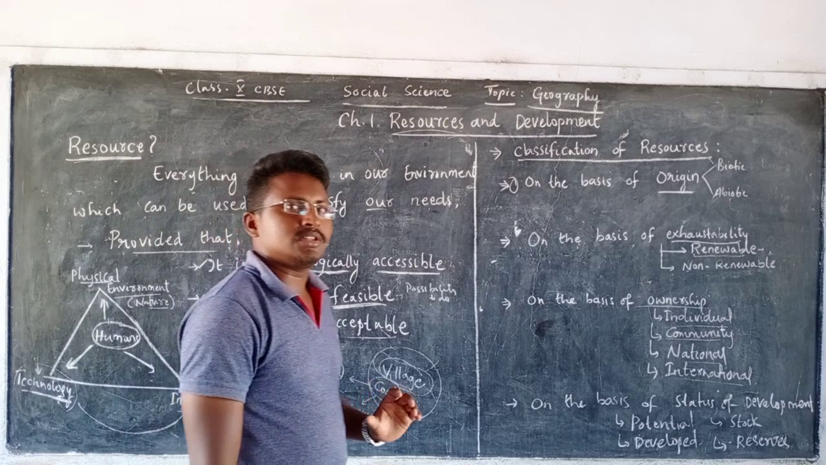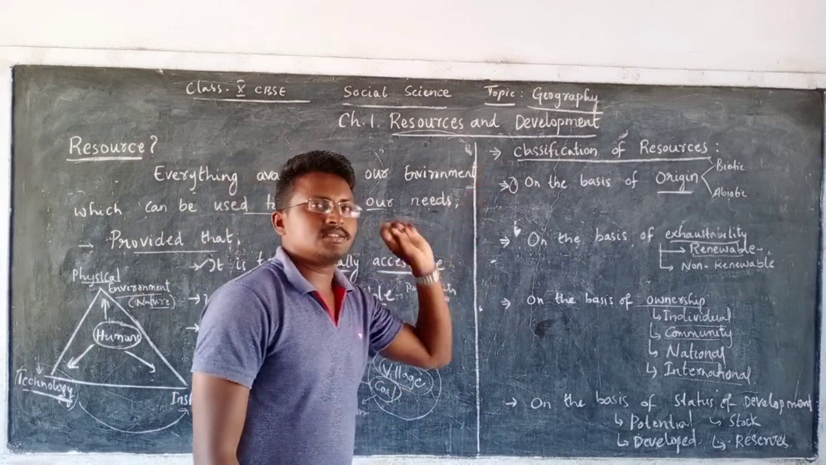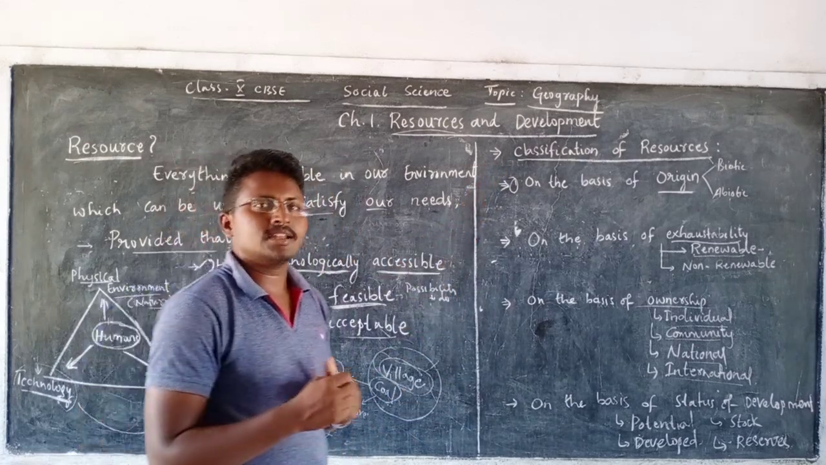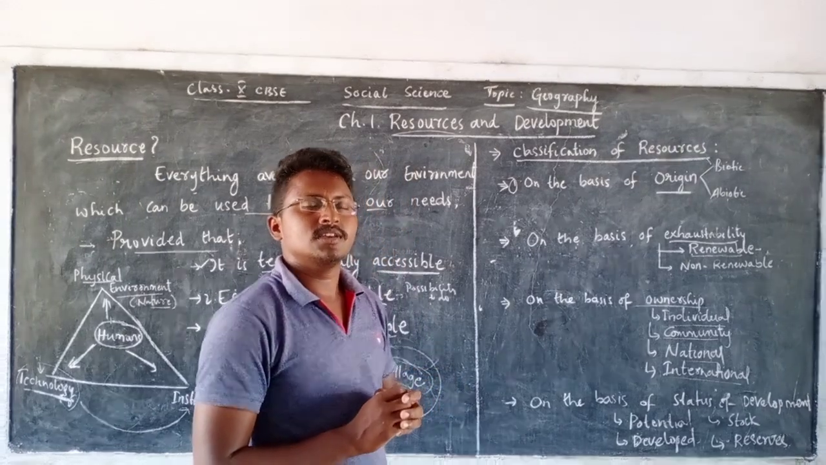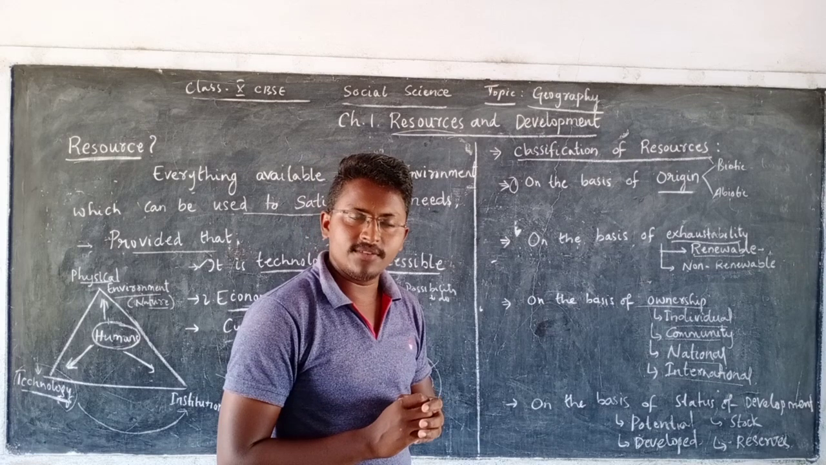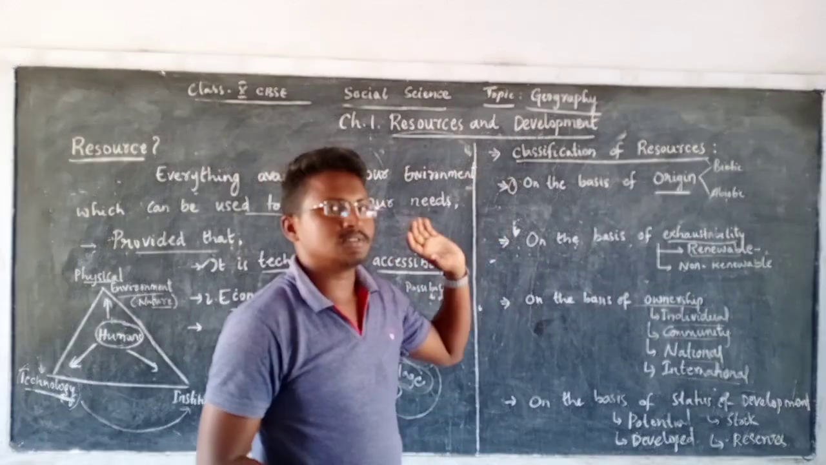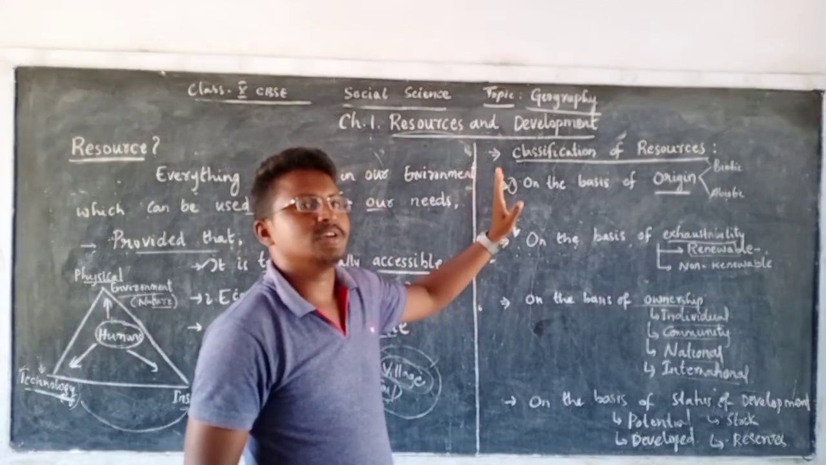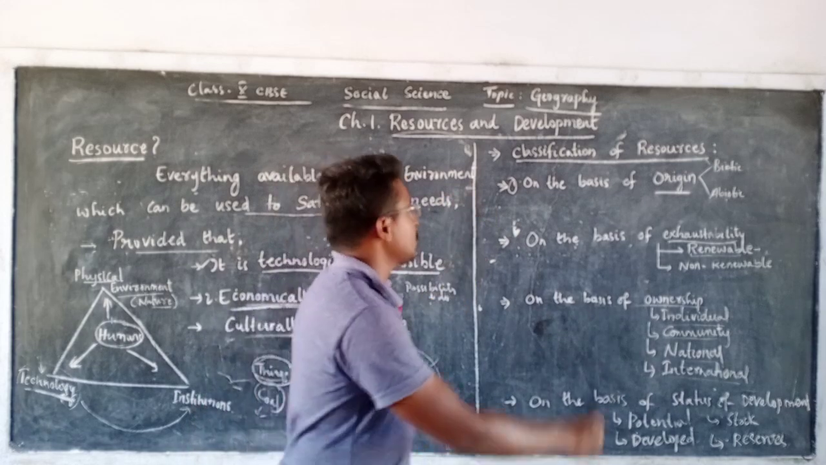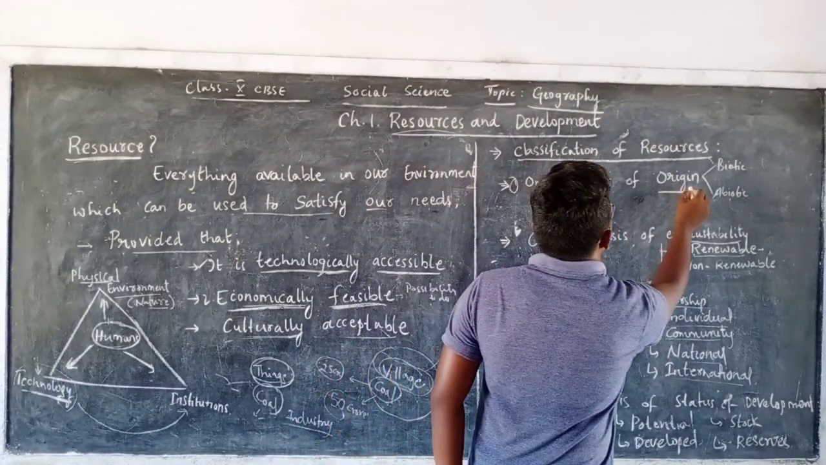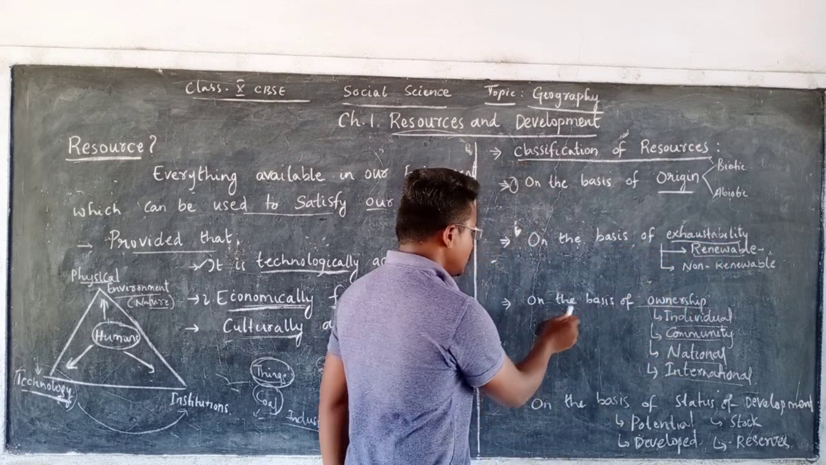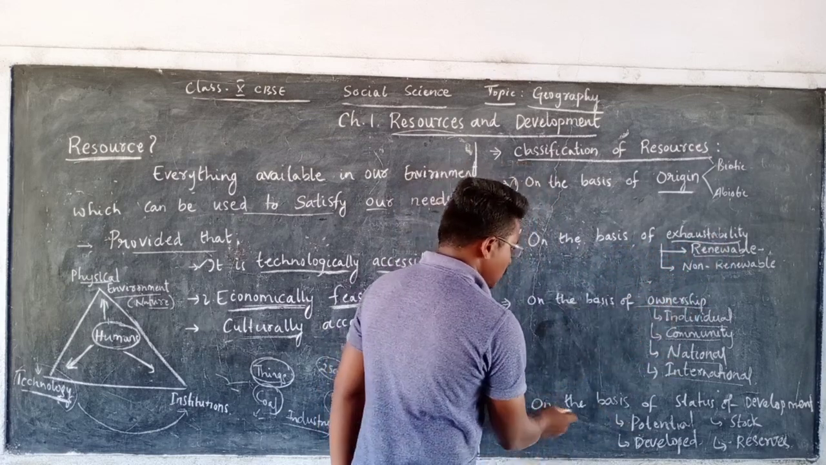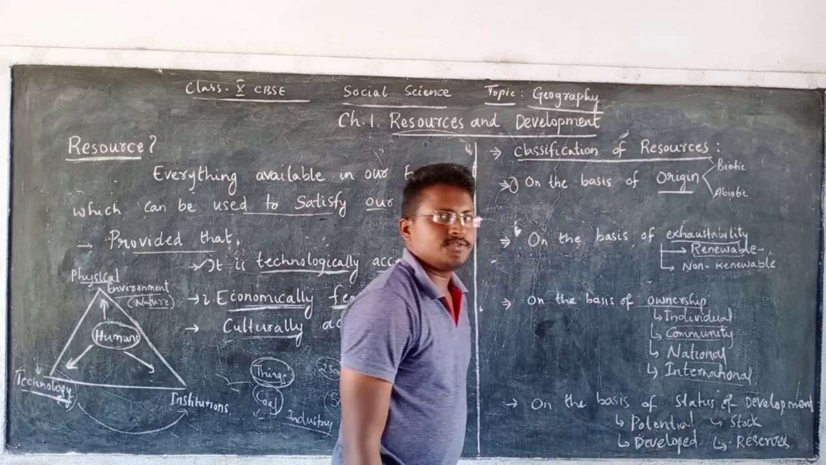Then next thing which we should discuss is the classification of resources. For everything, classification is very important. Even in a classroom, we classify students based on different things. In the same way, we classify these resources. Resources are classified based on 4 different categories. The first one is on the basis of origin, on the basis of exhaustibility, on the basis of ownership, then on the basis of status of development.